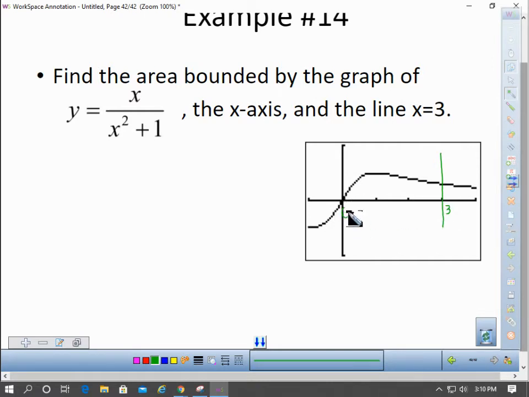So this hits the origin at 0. So I'm finding the area here. So find the area bounded by this graph, the x-axis, and the vertical line x equals 3. So I'm wanting to find this area.